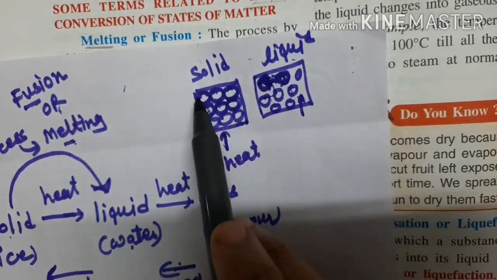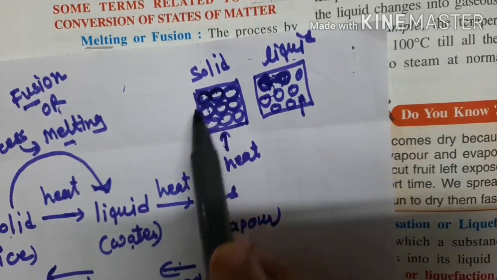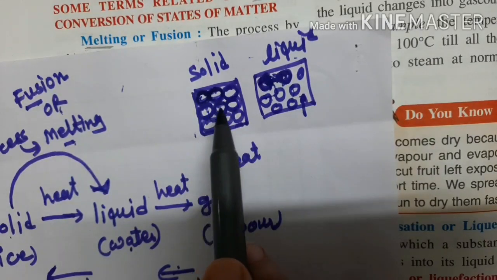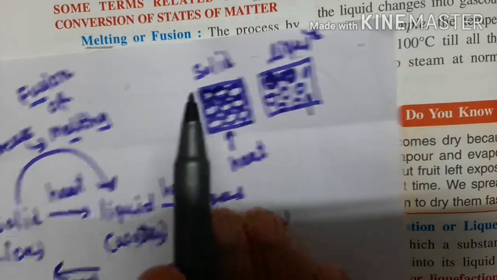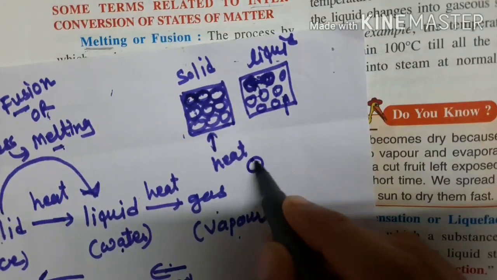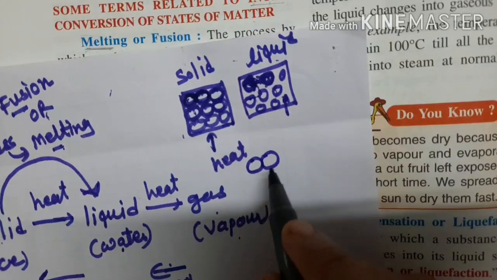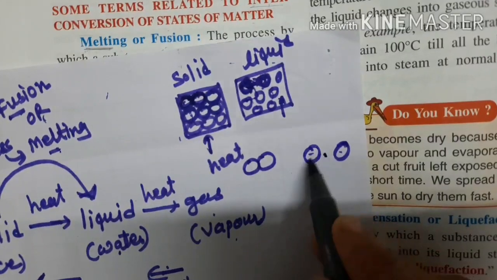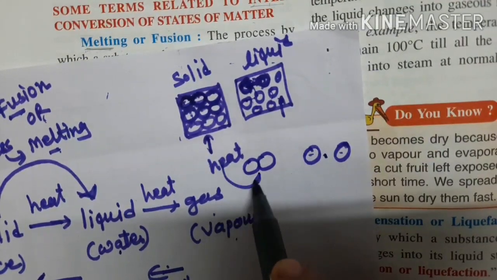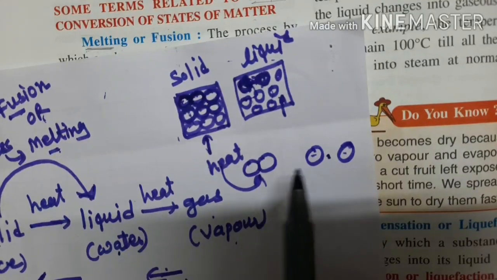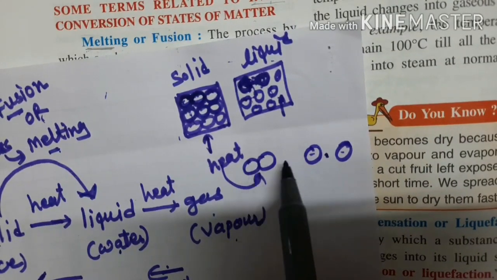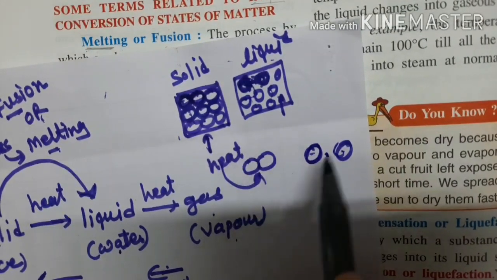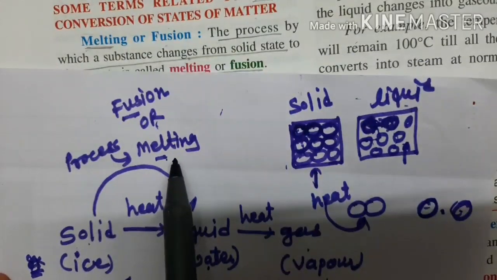So the solid particles have a very high intermolecular force of attraction, but when we apply heat, they vibrate, intermolecular space is generated and they move far away. These solid particles are very near to each other, but when they vibrate, they move away from each other. Why does this happen? Because when we apply heat, they absorb heat and overcome the intermolecular force of attraction, then move far away from each other and convert into the liquid state. So this whole process is called melting.